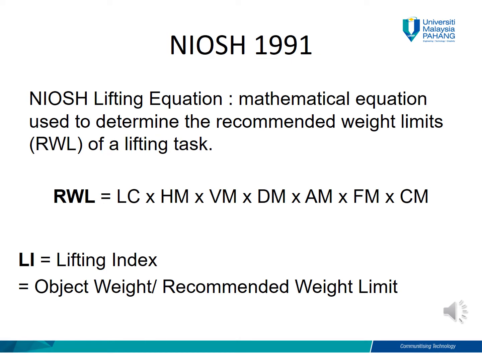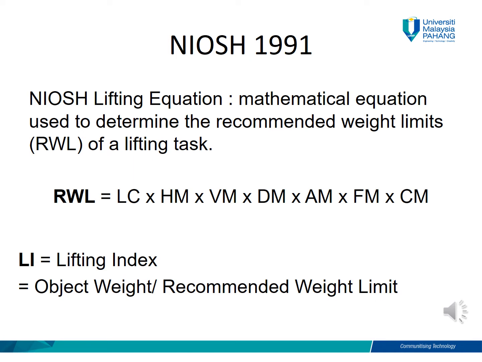To determine the recommended weight limit, or RWL, ergonomists use the NIOSH lifting equation. The NIOSH lifting equation is a mathematical equation used to calculate the RWL. RWL is equal to LC multiplied by HM, multiplied by VM, multiplied by DM, EM, FM, and CM. In the next slide, we will look at the definition of each acronym listed in the RWL equation.